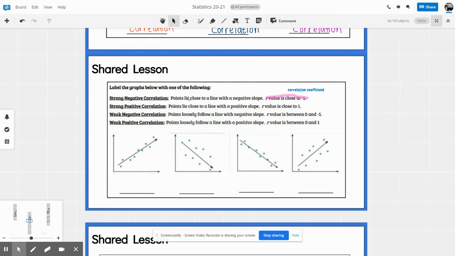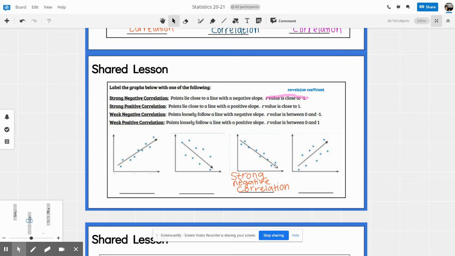So if I'm looking at these 4 graphs, which one looks like the points are close to a line with a negative slope? Yeah, I would say that the third one right here is a strong negative correlation. Our points are very close to a line. So that means that's a strong correlation and they are moving downwards.